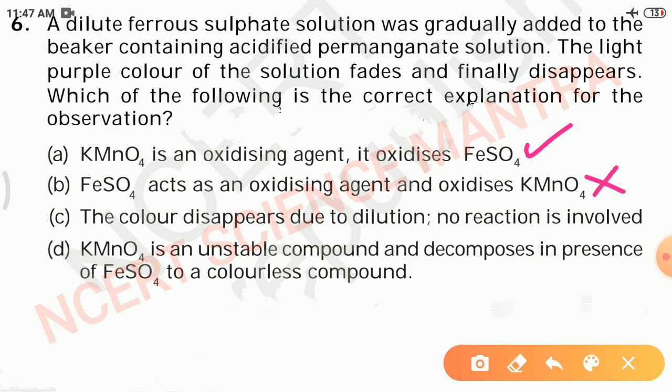The color disappears due to dilution, no reaction is involved. That is also wrong, because a reaction is involved. Only dilution is not there. KMnO4 is an unstable compound and decomposes in presence of ferrous sulfate to a colorless compound. That is also wrong. So the correct answer here is KMnO4 is an oxidizing agent. It oxidizes ferrous sulfate from Fe+2 state to Fe+3 state. So I think it is clear now.